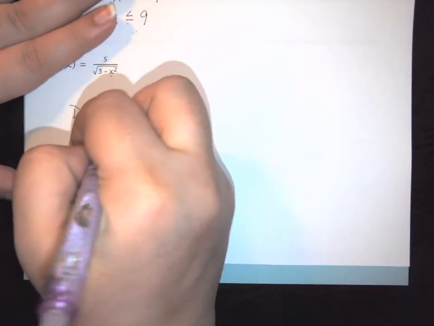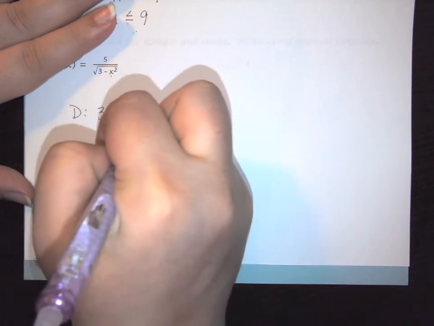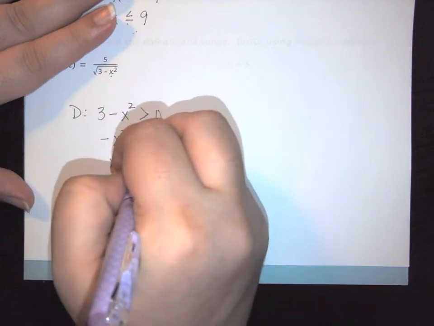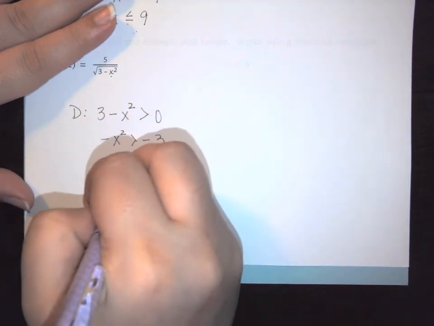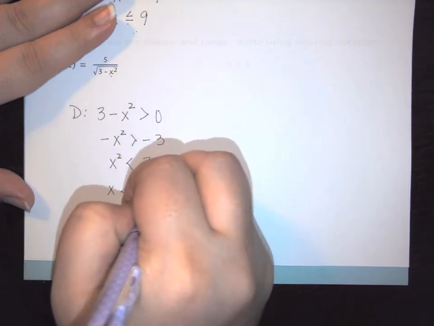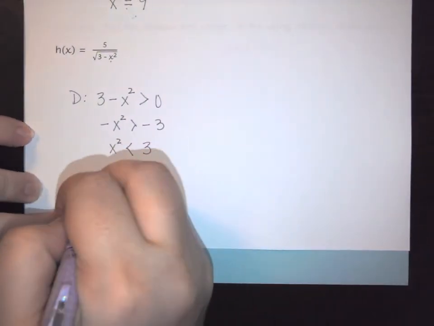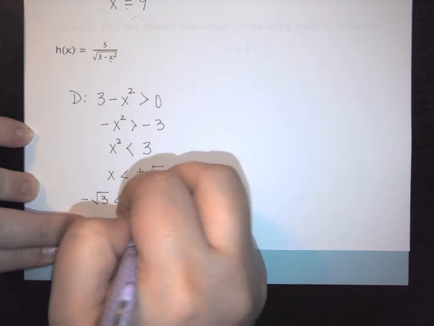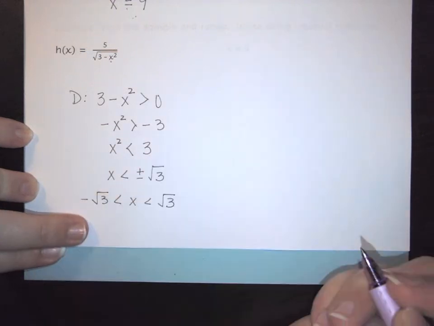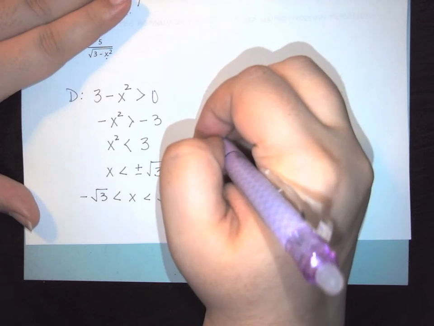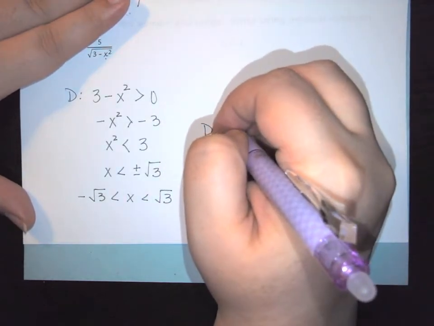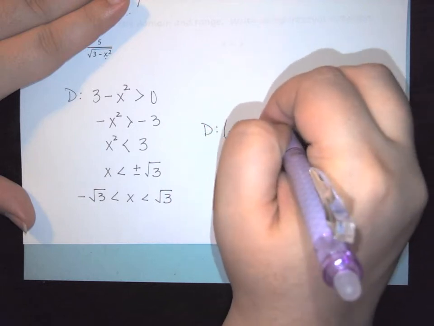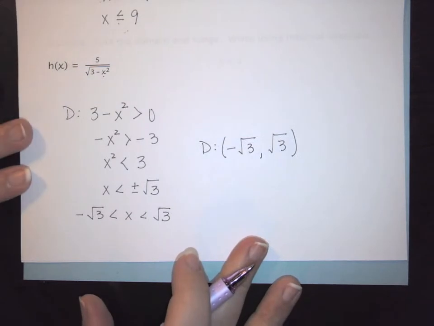Now just like before, we're going to solve. So this is negative x squared is greater than negative 3. So x squared is less than 3. So x is less than plus or minus the square root of 3. And what this actually means is that negative square root of 3 is less than x is less than square root of 3. So the way that we would write this domain is we would start a parenthesis. We're starting at the negative square root of 3. We're traveling to the positive square root of 3 and closing our parenthesis.